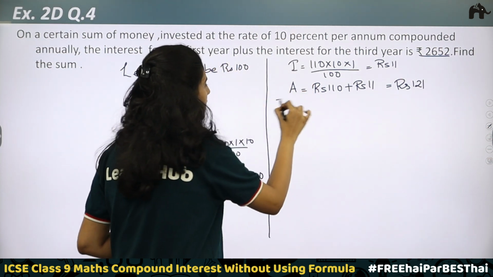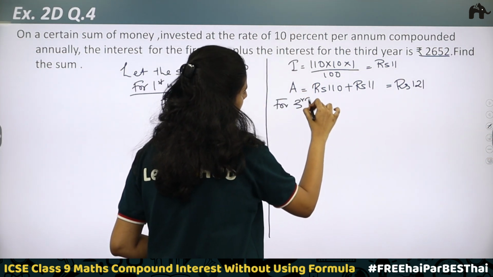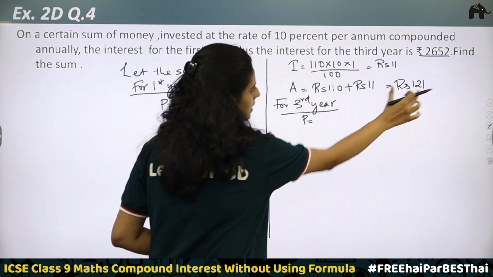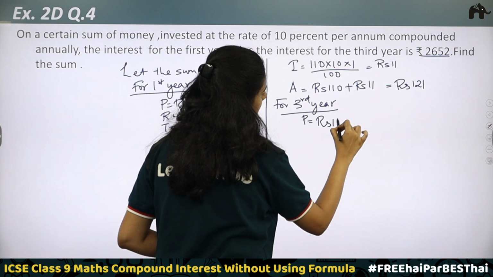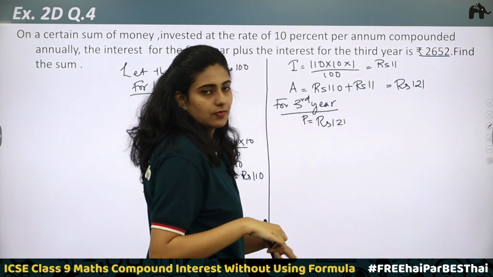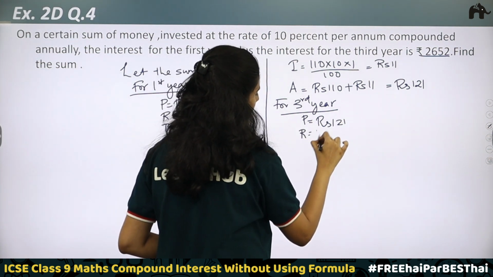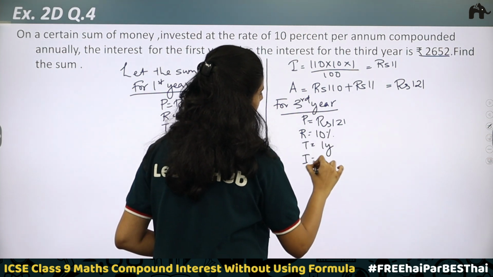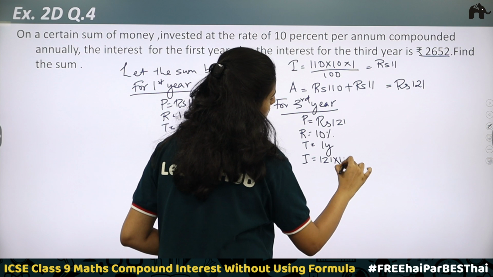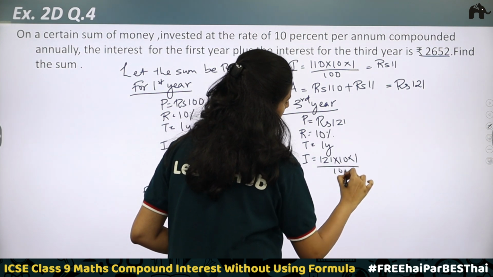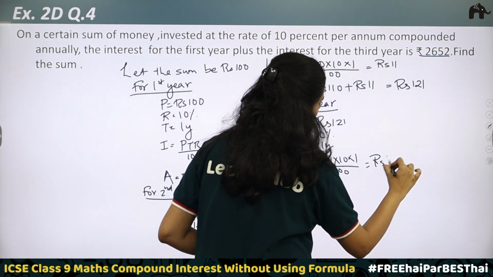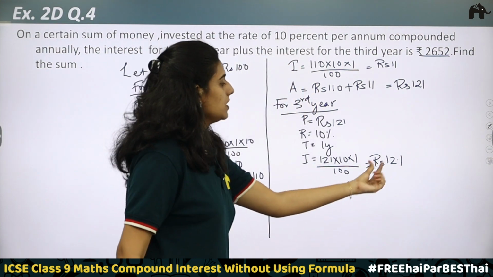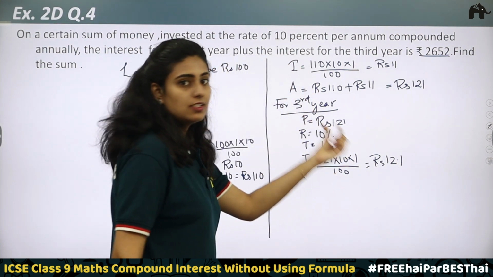Okay. Now for third year, the principal will be this amount, which is rupees 121. What is the rate of interest? 10%. Time is 1 year. Interest is equal to 121 into 10 into 1 divided by 100, which is equal to rupees 12.1. Okay. We got rupees 12.1 interest for third year.